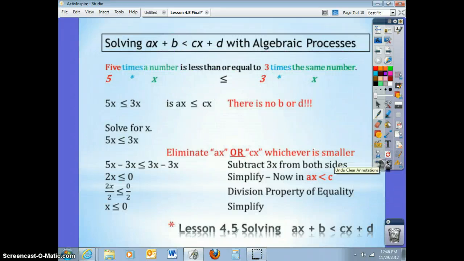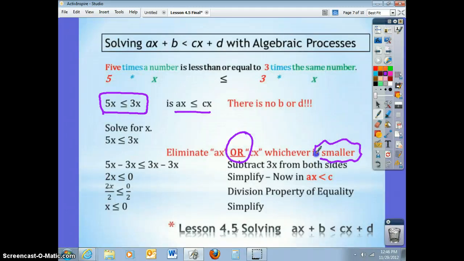So we're here. That's basically that form. Doesn't happen to be a B or D this time. So we're just going to eliminate either ax or cx, whichever is smaller, so we can avoid those negatives. The smaller one is 3x, so we're going to subtract 3x from both sides, and on the left side we have 2x, and the right side is 0. Don't let that freak you out.